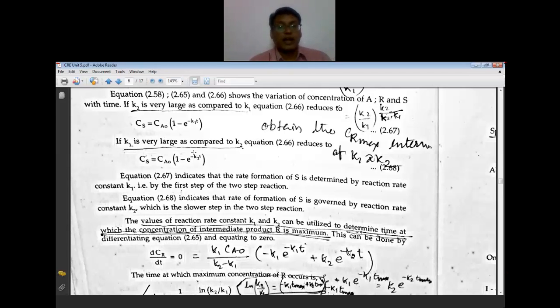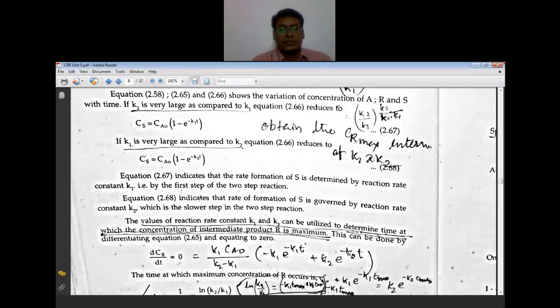That is why the rate of formation of S is dependent on your K2, the kinetics of the second reaction. This indicates that the rate of formation of S is determined by the reaction rate constant K1, that is, by the first step of the two-step reaction.